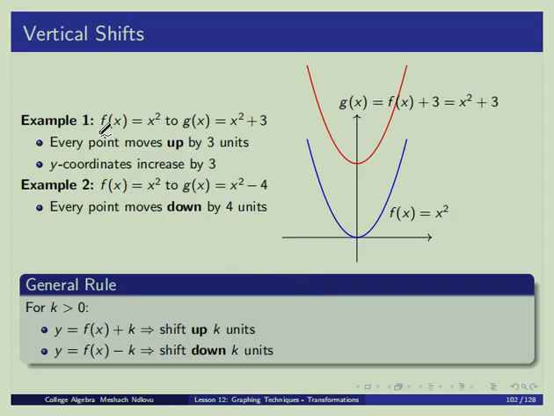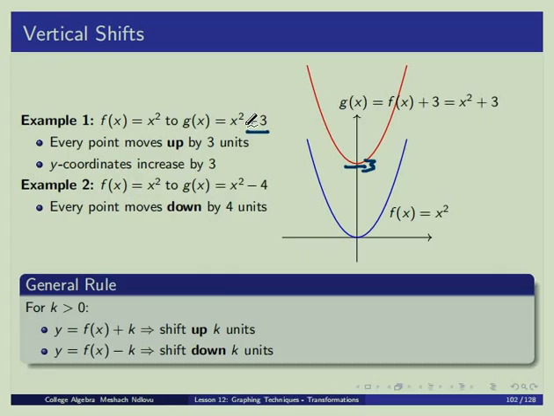So for example, we know the graph of y equals x squared, which is shown by this blue graph. Then from that function, we can sketch this one, which is x squared plus 3, which is g of x. If we sketch this, the graph will move upwards by 3 units. So here it was 0 and then here it will be 3. Every point in the graph will move up by 3 units, so it affects the y coordinate, which increases by 3.